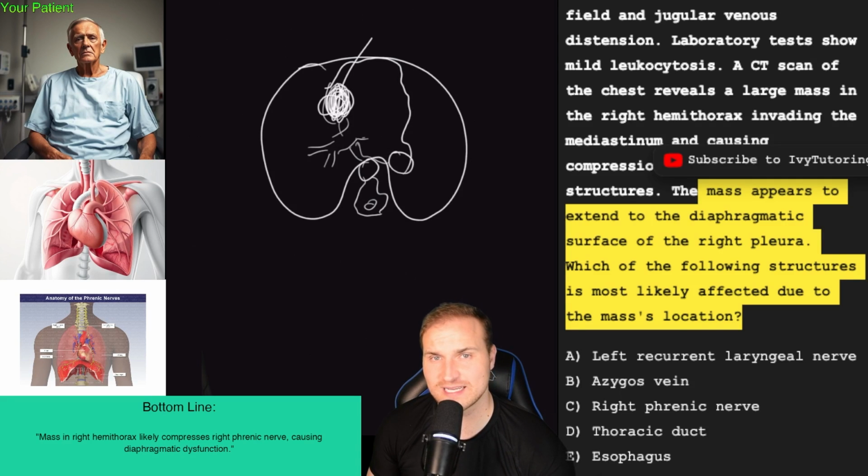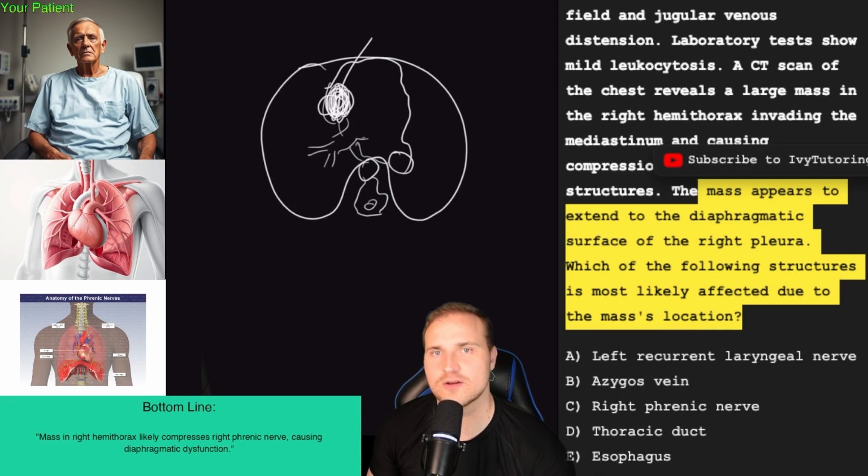And the answer is the right phrenic nerve. And that travels anterior to the hilum of the right lung, and it courses alongside the right heart border, and it passes over the right pericardium, and it ends at the diaphragmatic surface of the pleura. And so a mass on the right lower hemithorax extending to the diaphragm and the mediastinum is in the perfect position to compress the right phrenic nerve.